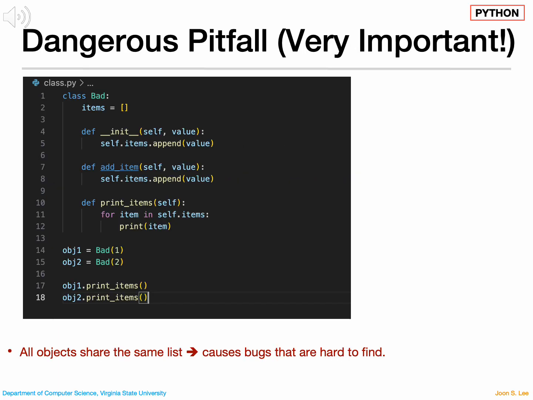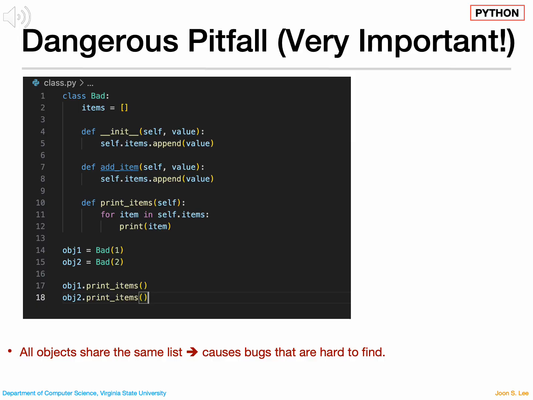This slide shows one of the most dangerous and subtle bugs you can write in Python classes. At first glance, this class looks fine. We define a class called bad, and we create a list called items. The problem is where that list is defined. Items is a class attribute, not an instance attribute. That means there is only one list, and it is shared by all objects created from this class.